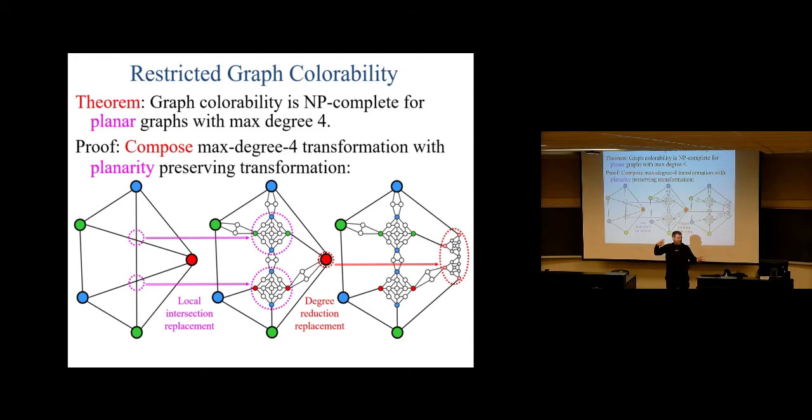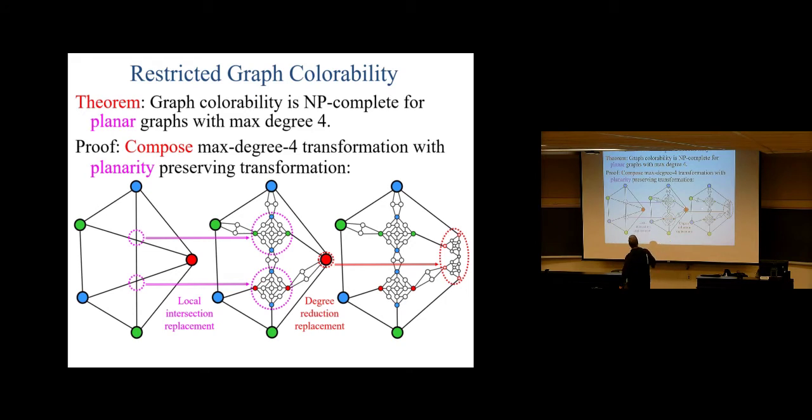But I can put the original transformation on top of this last transformation, and now I have a graph that's both planar and max degree 4. And testing for its recolorability there is as hard as testing for arbitrary colorability in arbitrary graphs, by the same kind of reason. How many understand that trick? Okay. So you can compose these reductions. So all we did is compose two reductions. It's a composition of two reductions, one on top of the other.